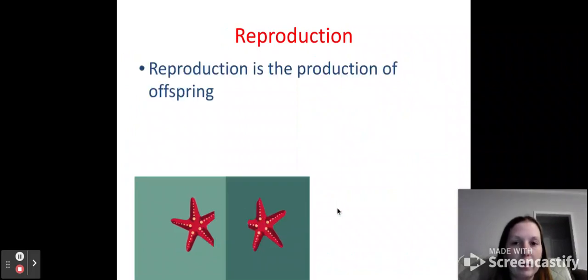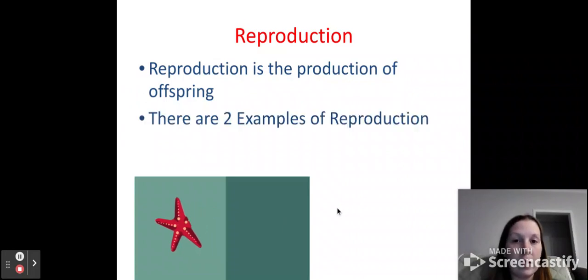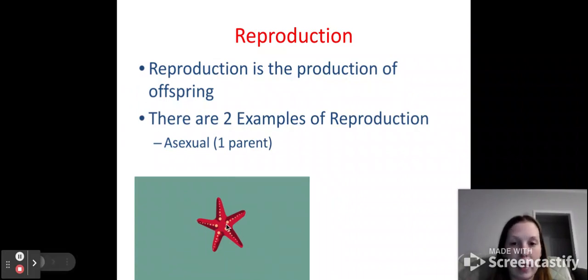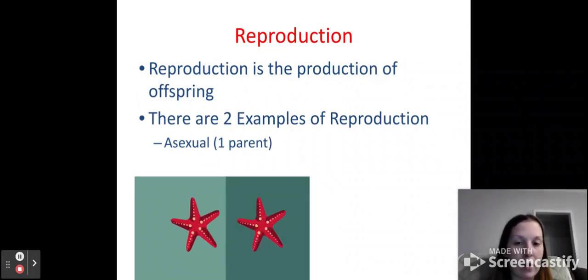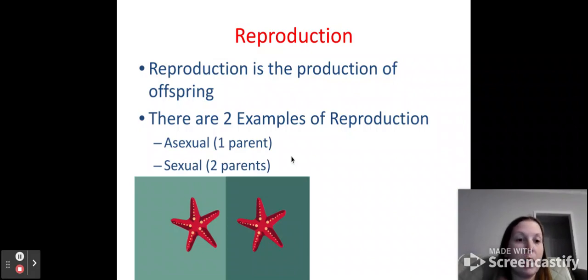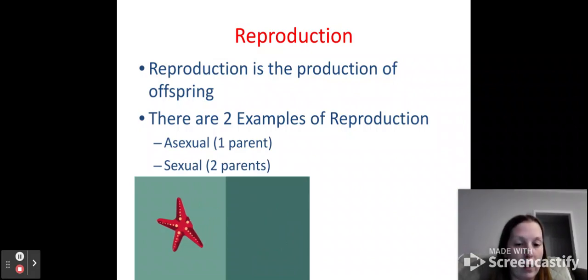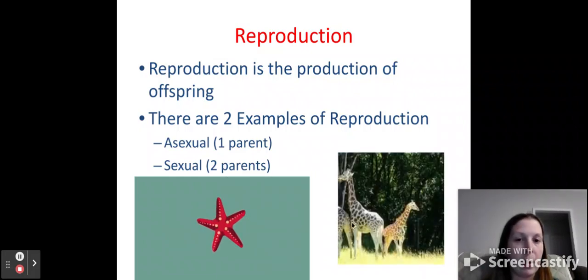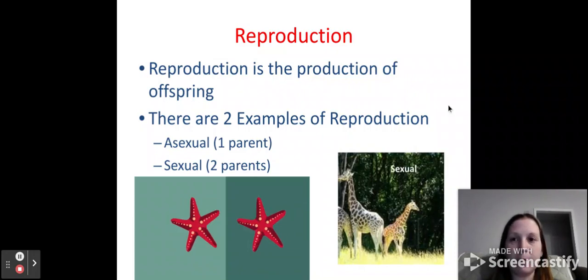Next is reproduction. So reproduction is the production of an offspring. There are multiple ways to do this, and that would be sexual versus asexual. So asexual is one parent. So as you can see here, we've got the starfish. If you cut part of the starfish off, it will then make 2 starfish from the same one parent. That is asexual reproduction. Then you also have sexual reproduction, which is where you have 2 parents that donate a portion of their genes to create an offspring. So that would be like these 2 giraffes here making the baby giraffe.